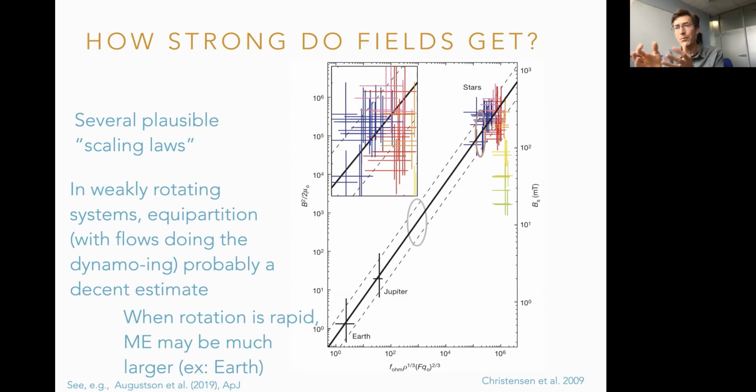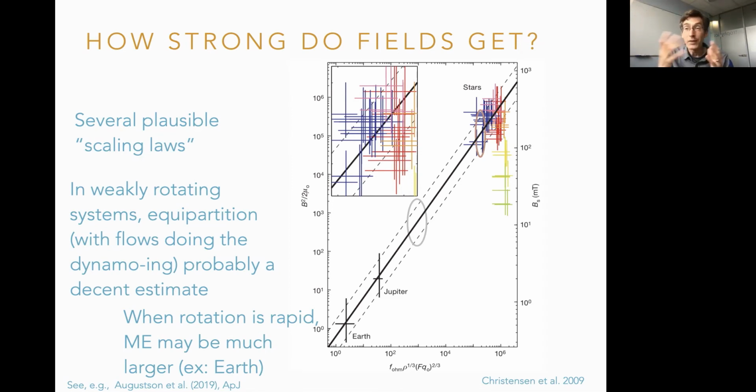You might expect that once you get to that point, you start to shut off the flow, and so you won't get a much stronger field. That is a plausible scaling argument. This is a paper, Christensen in 2009, that argued for a particular scaling relation that is effectively equivalent to an equipartition style argument. But it's also true that that's not a law of nature.